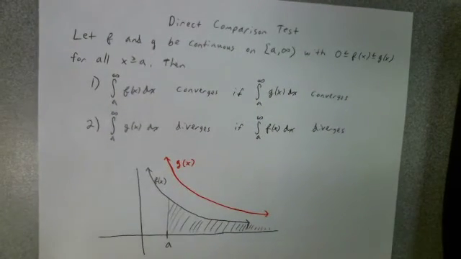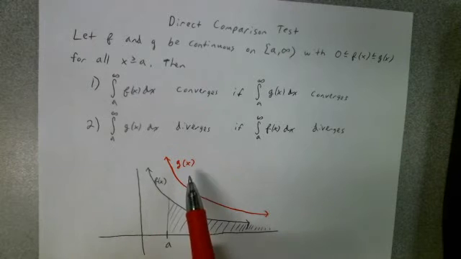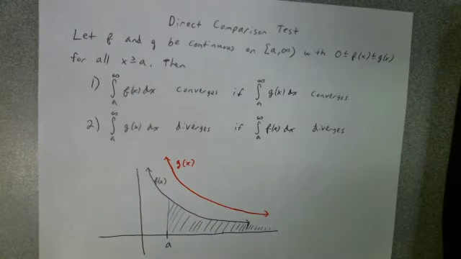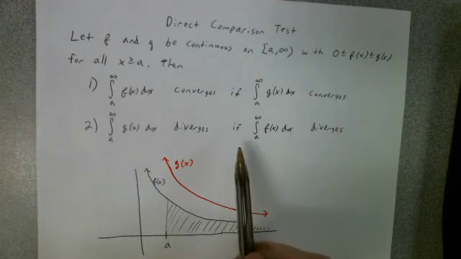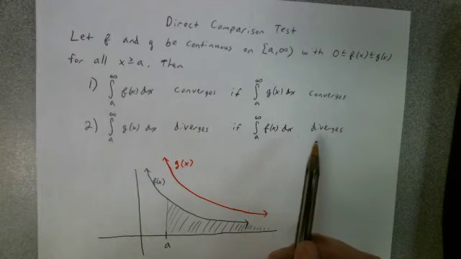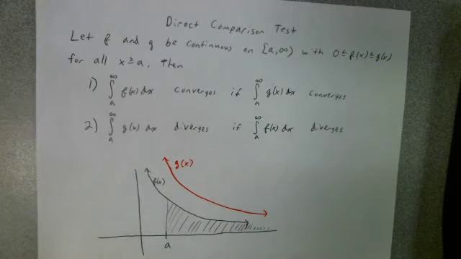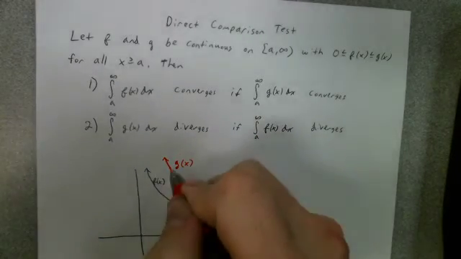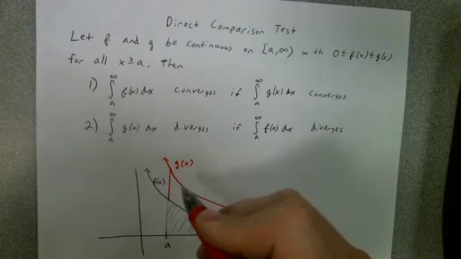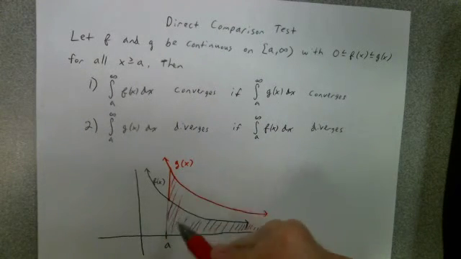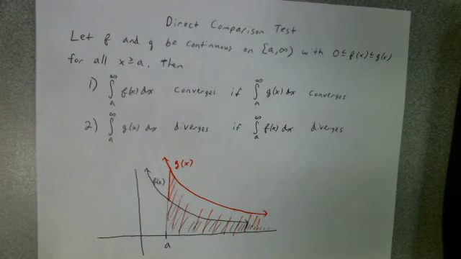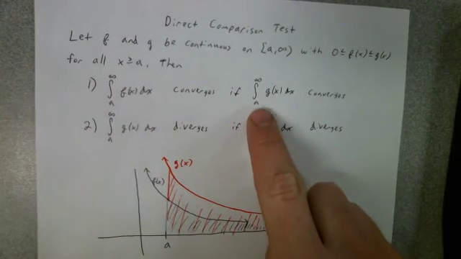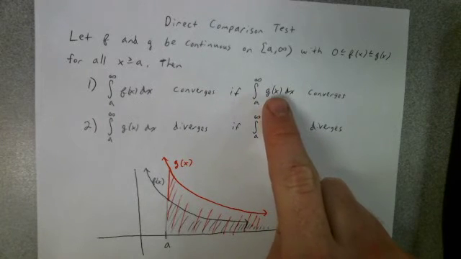So here's a picture. Here's f, and here's g. Let's look at this black area. That black area is the integral from a to infinity of f of x dx. If we look at the area under the curve of g, all this red area off to infinity, that's the integral from a to infinity of g of x dx.